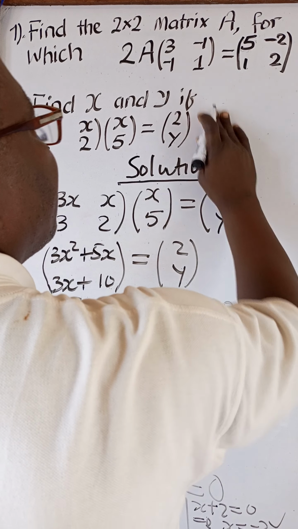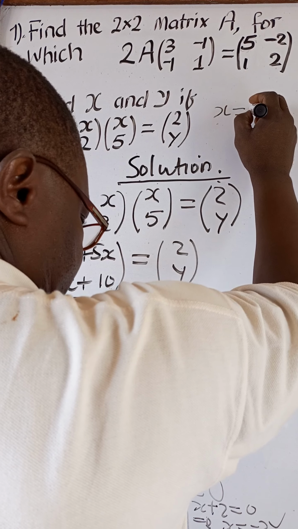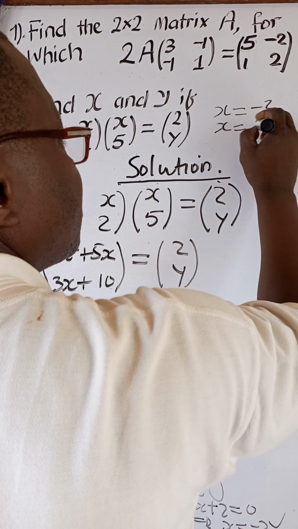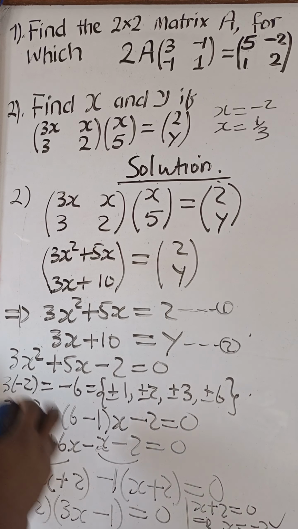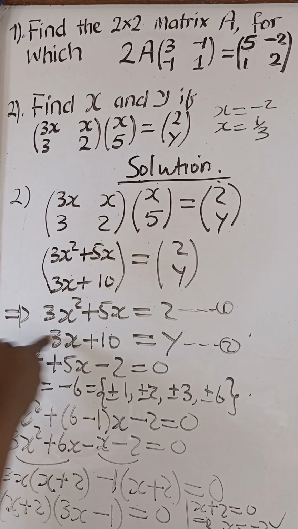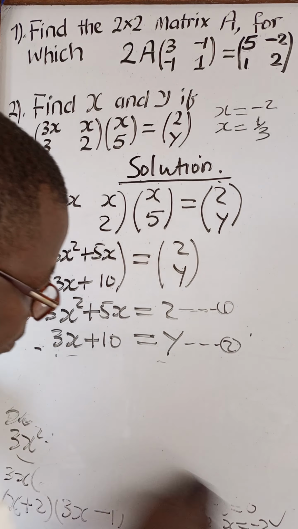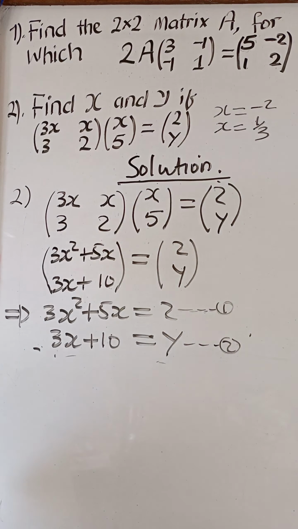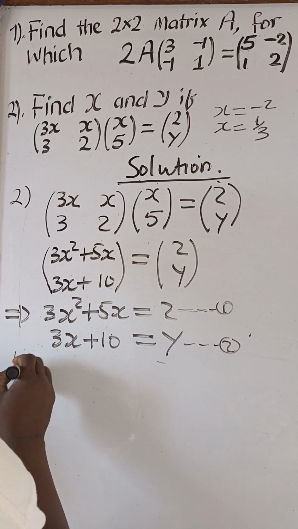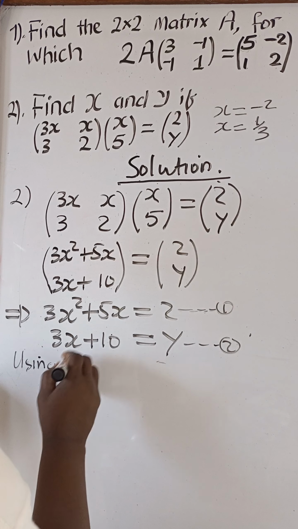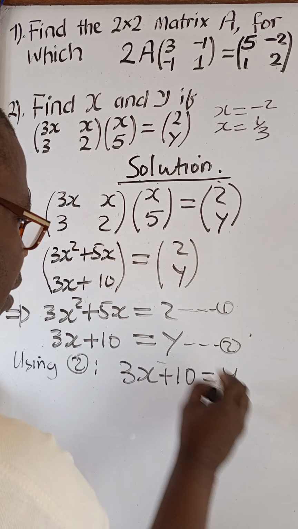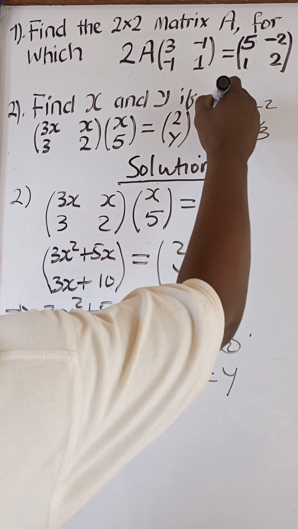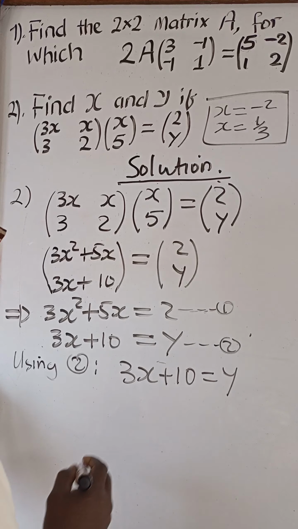Let us just write them somewhere here. We have x as negative 2, x as 1/3. Those are the two possible values of x. Now, how do we get the corresponding values of y? We have to use equation 2 to get the values of y. Our equation 2 is 3x plus 10 equals y. We're going to put the various values of x in turn to get the corresponding values of y.